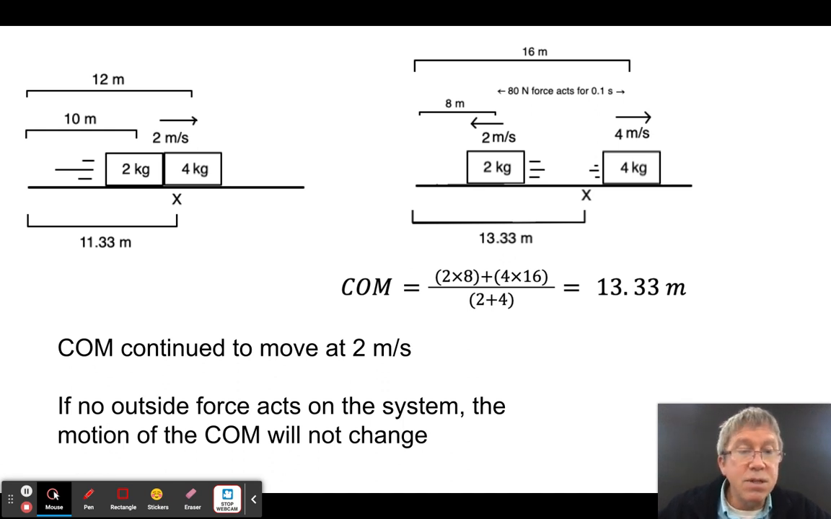Now let's calculate where the center of mass of the system is. So now I have 2 kilograms, that's 8 meters away, plus 4 kilograms, that's 16 meters away, divided by the sum of their masses. I get 13.33, which is interesting because that's 2 meters farther away than it was here. And the system's moving 2 meters per second, so 1 second later, it should be 2 meters farther away. Boom. Okay, it's just the coolest thing.